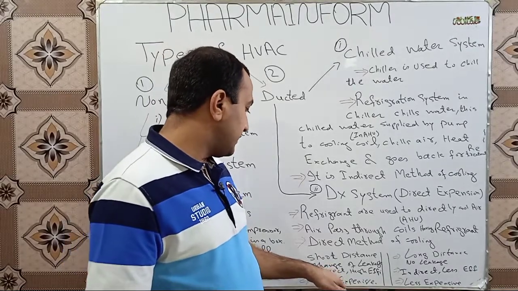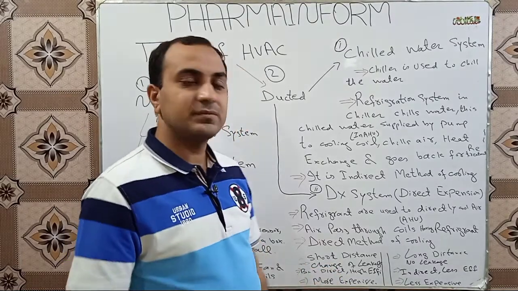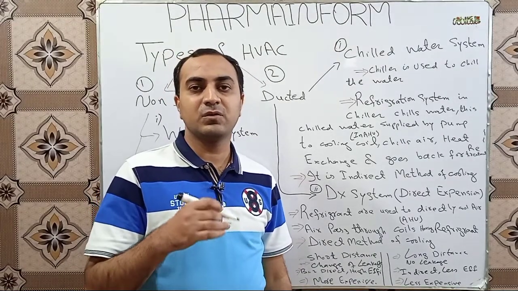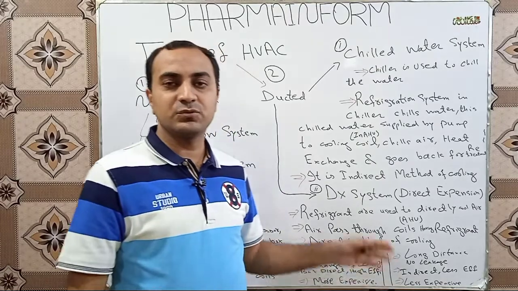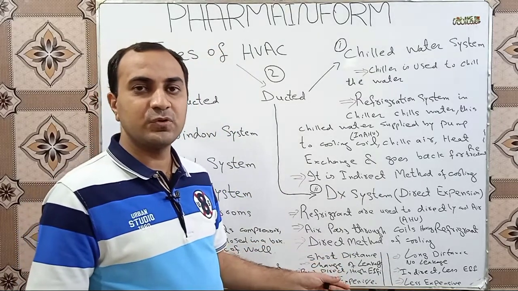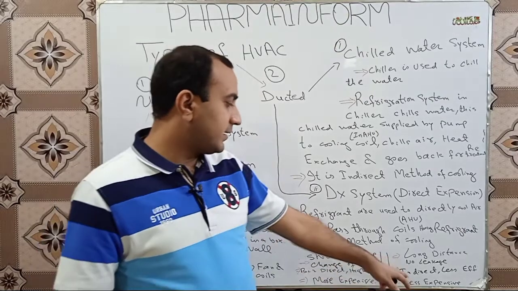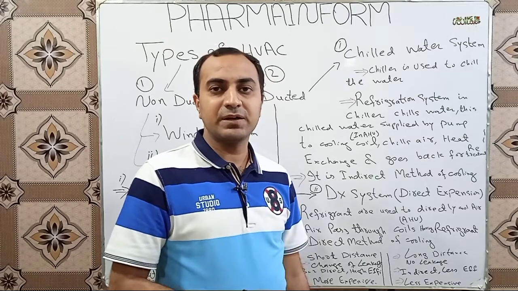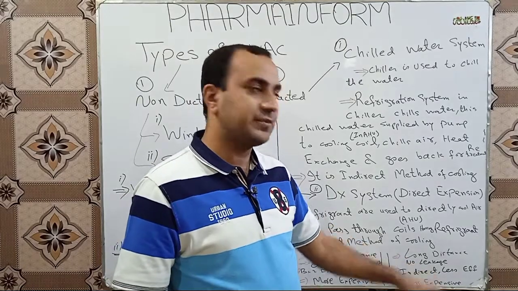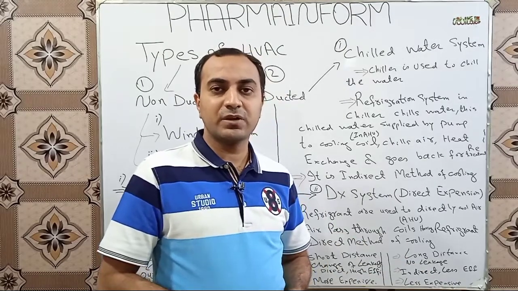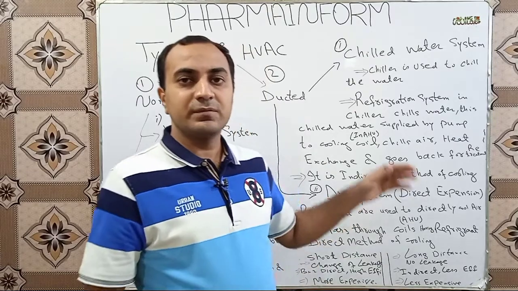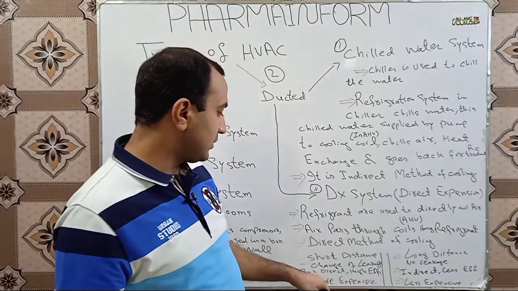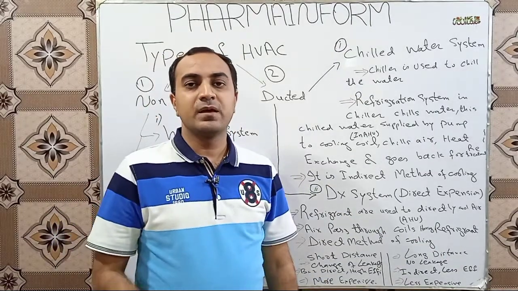In DX type of system, there are chances of leakage of the refrigerants. So this type of system is used for short distances. And chilled water system, due to the chilled water supply using pipelines, is used for long distances. And chilled water system is less expensive as compared to the DX type of system.